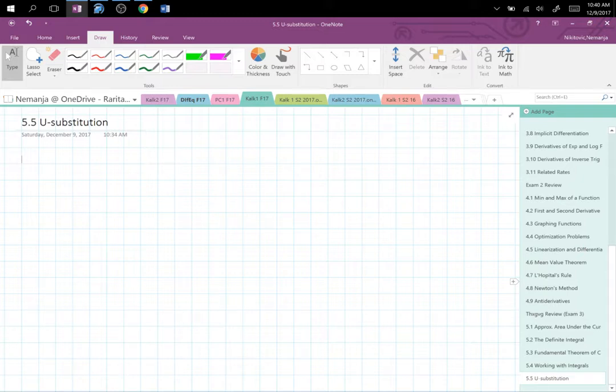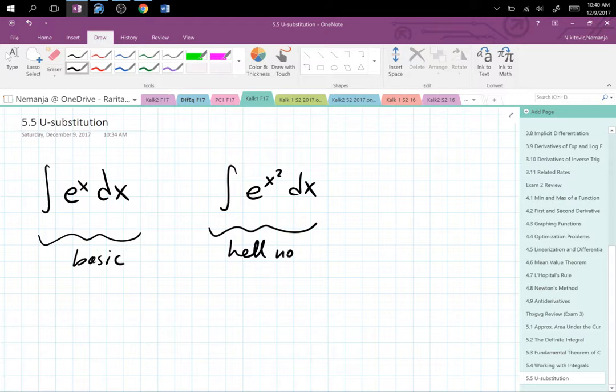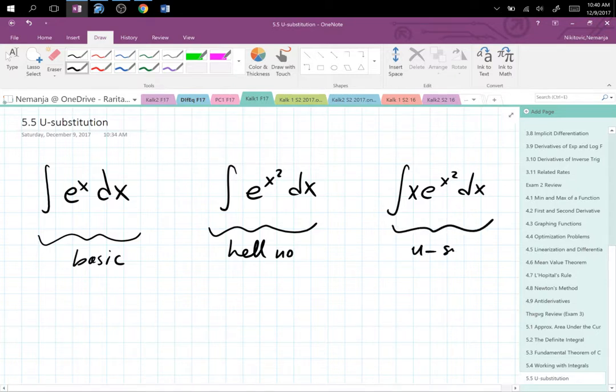So I'm going to write down 3 problems. One problem looks like this: integral of e to the x dx, and we know that's basic, right? And then you have integral of e to the x squared dx, which is, I'll just say, hell no. And then we have integral of x e to the x squared dx, which is going to be U-sub. So the differences between problems are subtle, right?